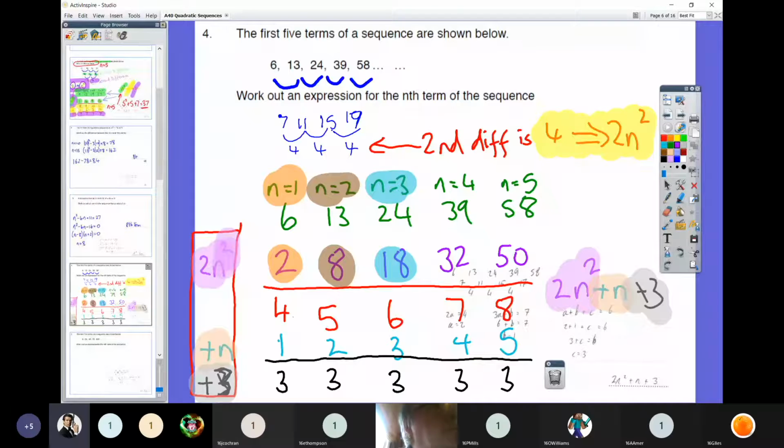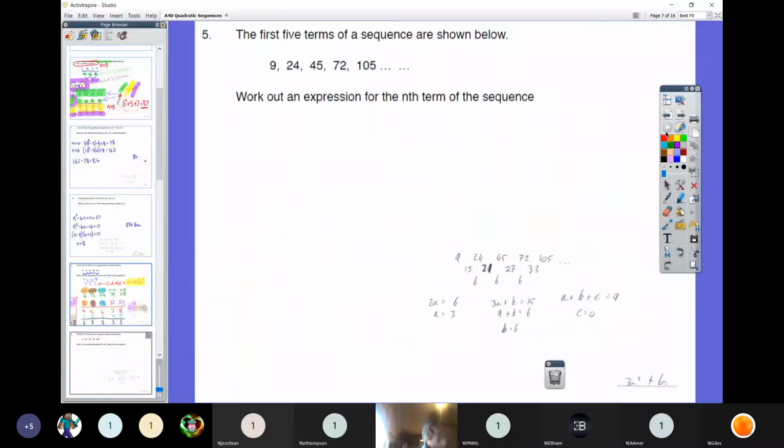For the second difference bit, which I highlighted in orange, if it was 10, then would it be 5n squared? Yes.